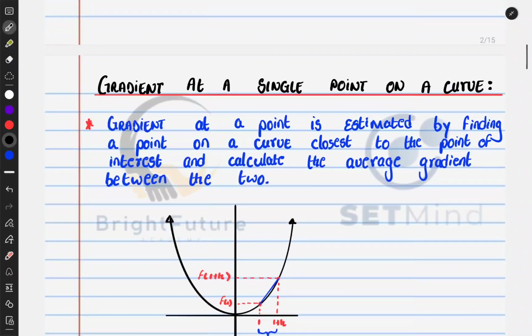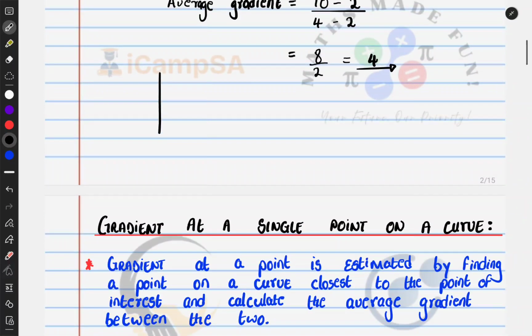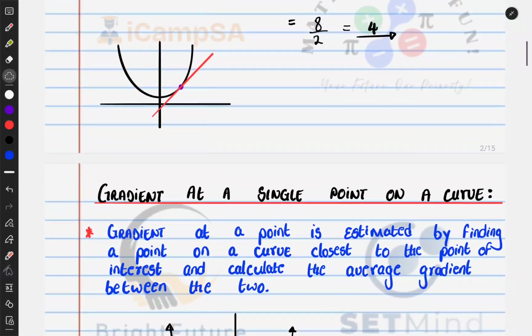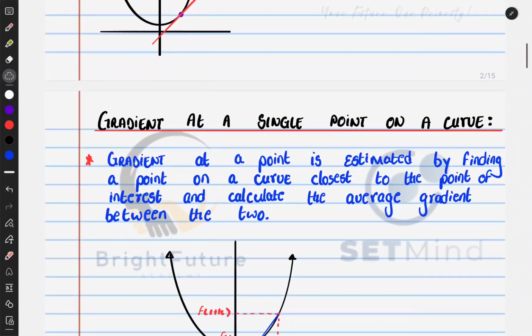But now what if we want to estimate the gradient at just a single point? Let's say we are given a curve. Maybe I can draw the curve here. Let's say we are given a curve, maybe a curve of this nature, a parabola, just a simple curve, and we want to estimate the gradient of the curve at just a single point. So if we want to do that, now we have to employ other methods, but the idea is the same.